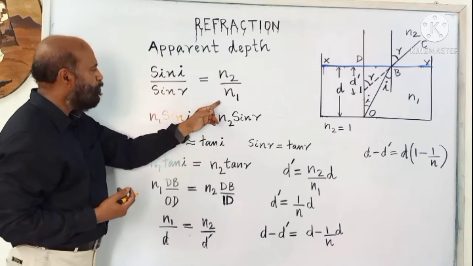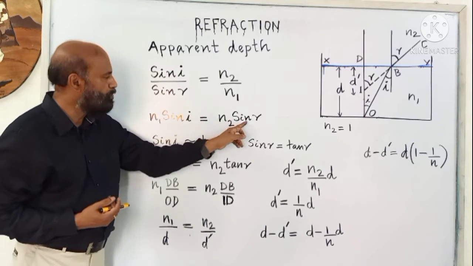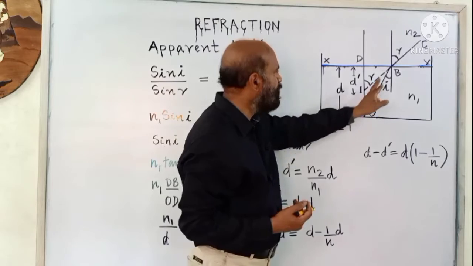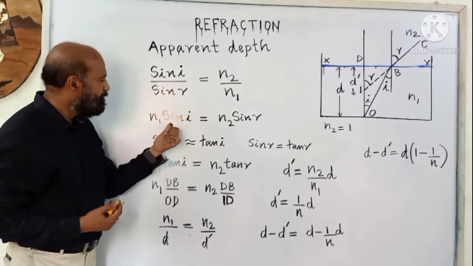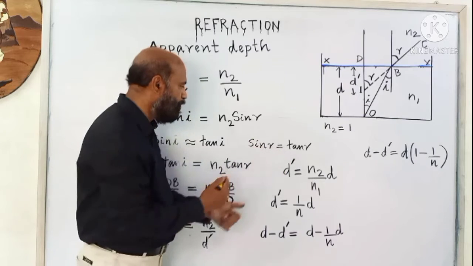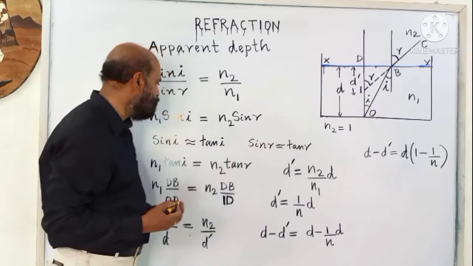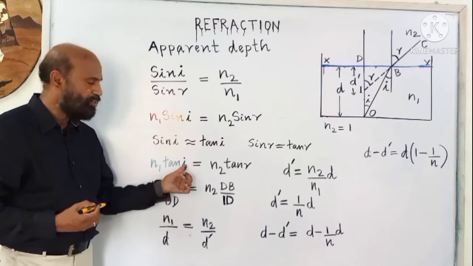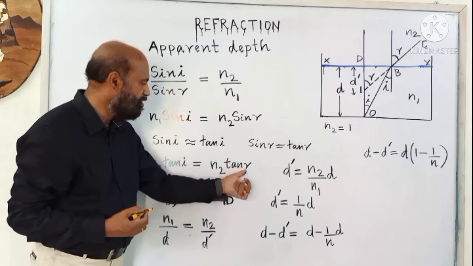Then in the product form you can write, after rearranging: N1 sin I is equal to N2 sin R. Here the angle of incidence and angle of refraction are small. So in that case sin I is approximately equal to tan I. Similarly, sin R is approximately equal to tan R. So instead of sin I, we can write tan I, and instead of sin R, we can write tan R. So N1 tan I is equal to N2 tan R.